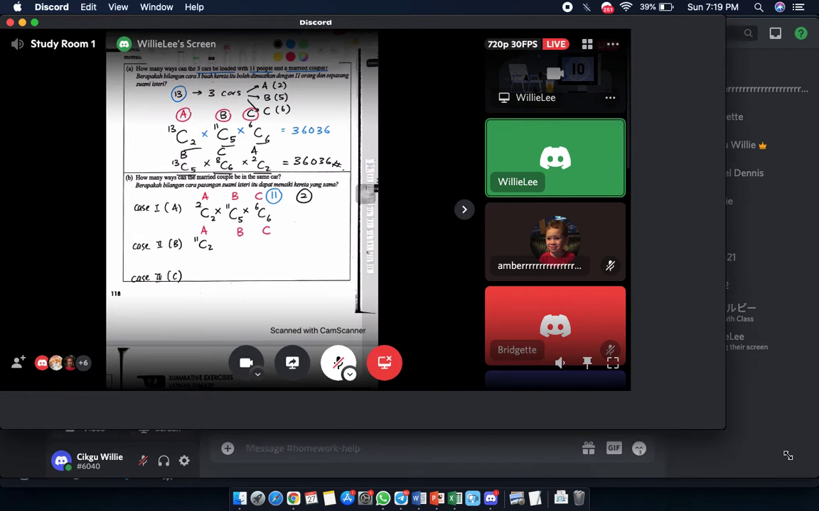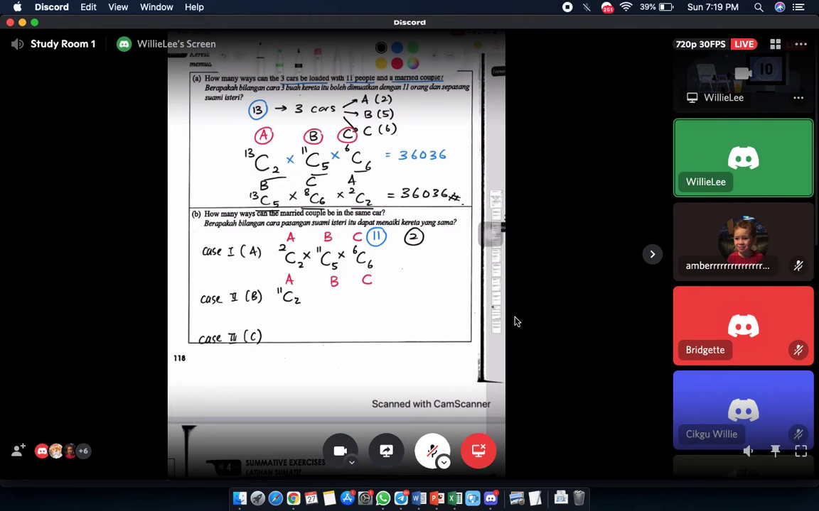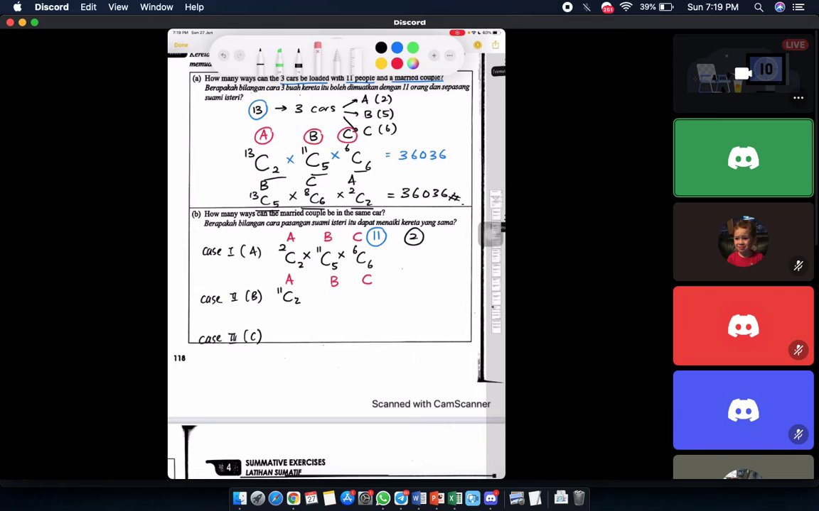2C2. Now listen carefully. Because we are now focusing on the fact that the couple must go into car B. Okay, the couple must go into car B. So now I will do it like this. I will do car B first. Car B must have the 2 people of the couple in 2 seats. Okay? So this is what you must know first.